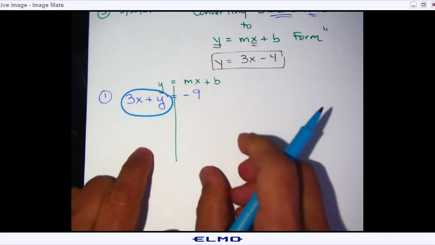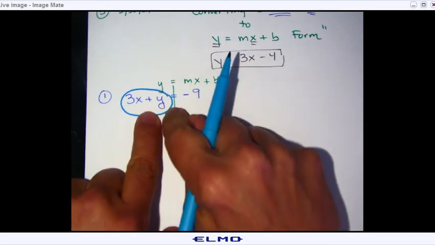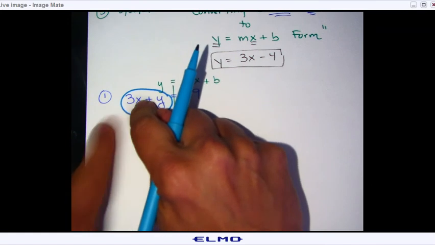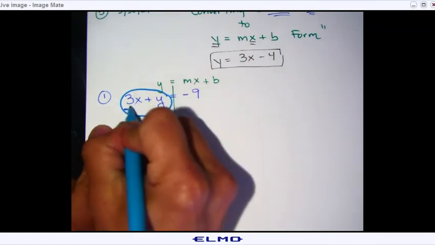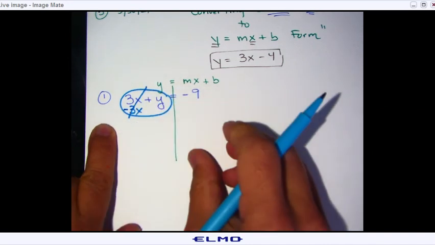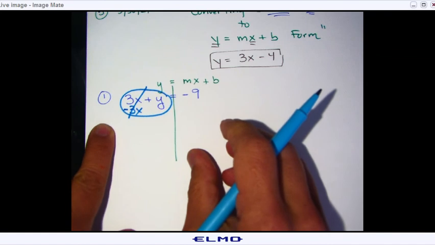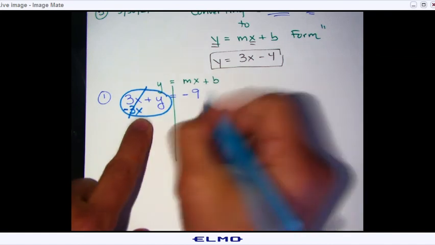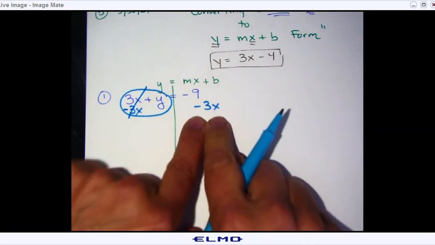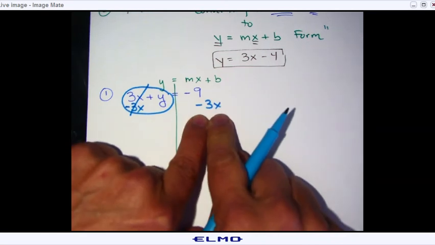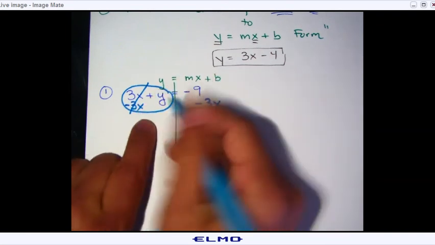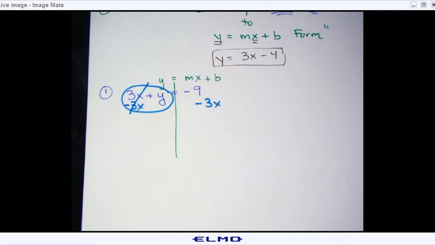I want to solve for y, so I need to get rid of the 3x. I'm going to take away 3x because that'll give me a 0. 3x minus 3x is 0. And what I do on one side, I have to do to the other side. Remember, this term has an x, the other one doesn't. You're going to put it into y equals mx.